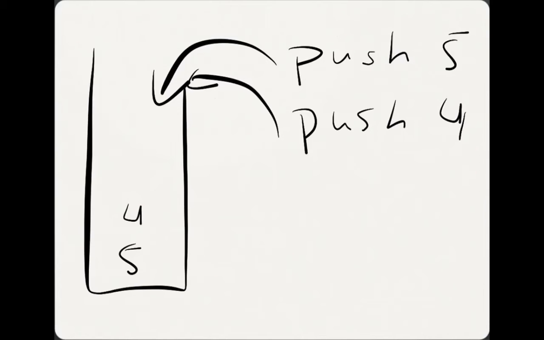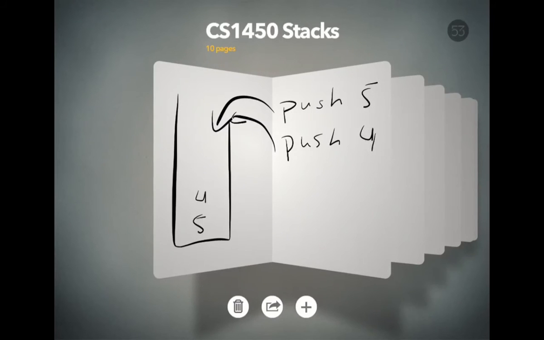Now, the diagram is useful because it shows that we can only access the top element. The only thing we can look at is that 4 on top. We don't know that there's 5. We don't know, right now anyway, how many elements are in the stack. We just know that there is an element on the top, and we can get to it.